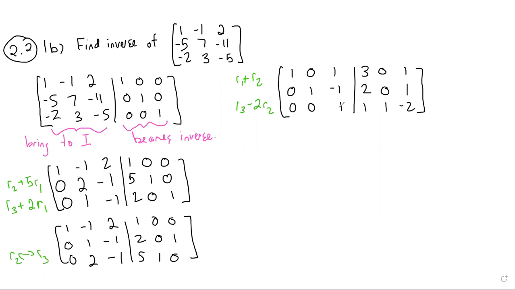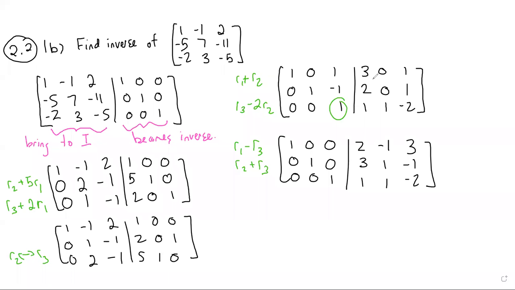At this point, all I need to do now is use the final pivot to get rid of the elements above. That's going to be row 1 minus row 3 and row 2 plus row 3. That should give me the identity. That last pair of operations brought the left side to the identity. This was exactly what we were looking for. What that tells us is that this thing here is going to be our inverse.